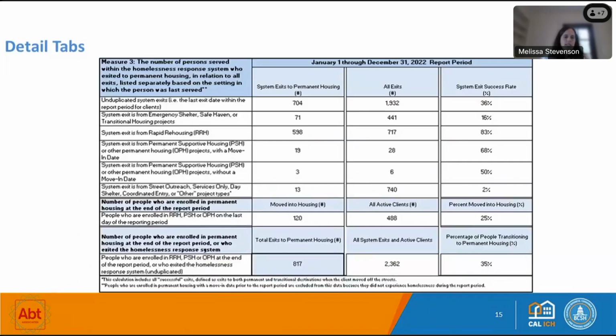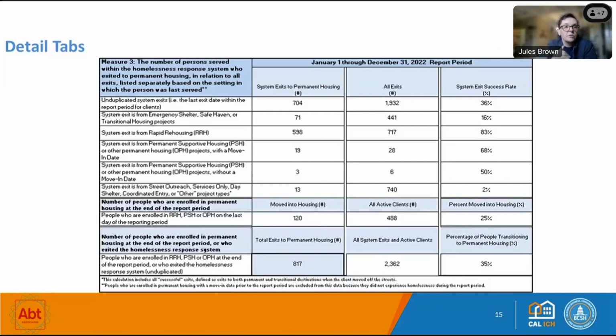Jules, do you want to talk about the detail tab a little on exits? Yeah, and so in this one, if you had been looking at the detail tab in the past, this change to measure 3 will not seem that significant to you. Really, all that it's doing is shifting which one is being called forward as the top line measure.